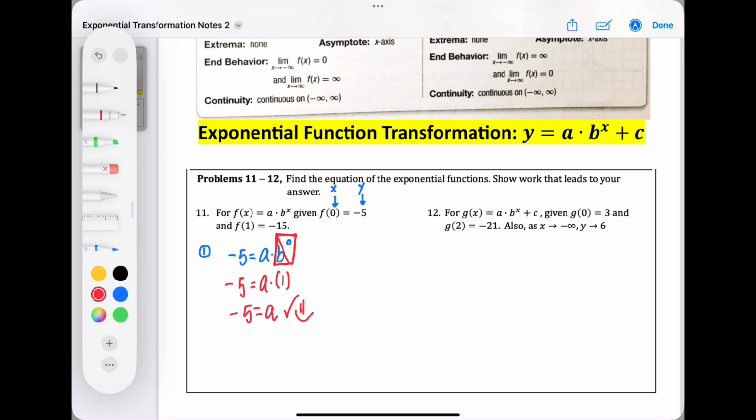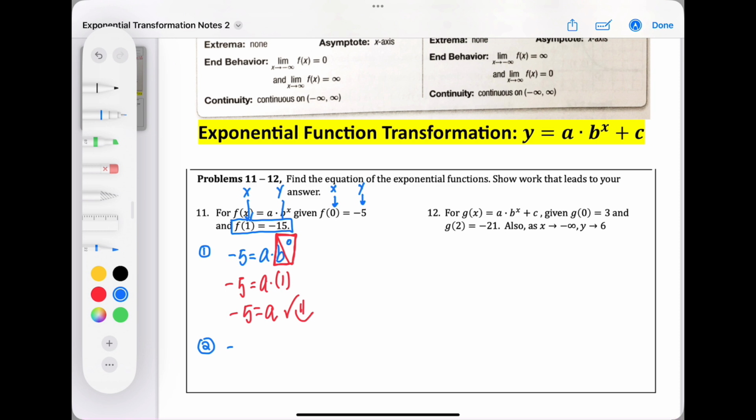Good. Now, you may say, Ms. Ong, what's going on? This question asked me to tell you my function, so therefore, I need to tell you my a and b. Now, you also know that when there is an x value, I can plug it in. So knowing my a is -5, step 2, I'm going to use it. I have another piece of information: when x equal to 1, my y value is equal to -15.